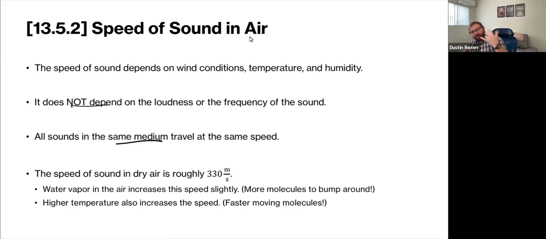So it turns out that the speed of sound in dry air is roughly 330 meters per second. Now, if we increase the water vapor in the air, this will actually increase the speed a little bit, just because there's more molecules to bump around. If we increase the temperature, this also increases the speed, because that makes the molecules actually move faster. So you have your sound coming through, moving molecules, and if they're already moving fast, then you get a slight speed increase in your sound.